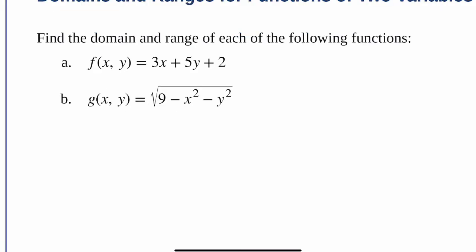Let's look at an example. We want to find the domain and range of each of the following functions. For part A, f of x, y is equal to 3x plus 5y plus 2. Can you think of any restrictions on the ordered pairs x and y that could go into this function? In this case, there are no restrictions. We could put any possible ordered pair x, y into this equation with no problem whatsoever. So the domain of this, we'll use a capital D, is the set of all real numbers.